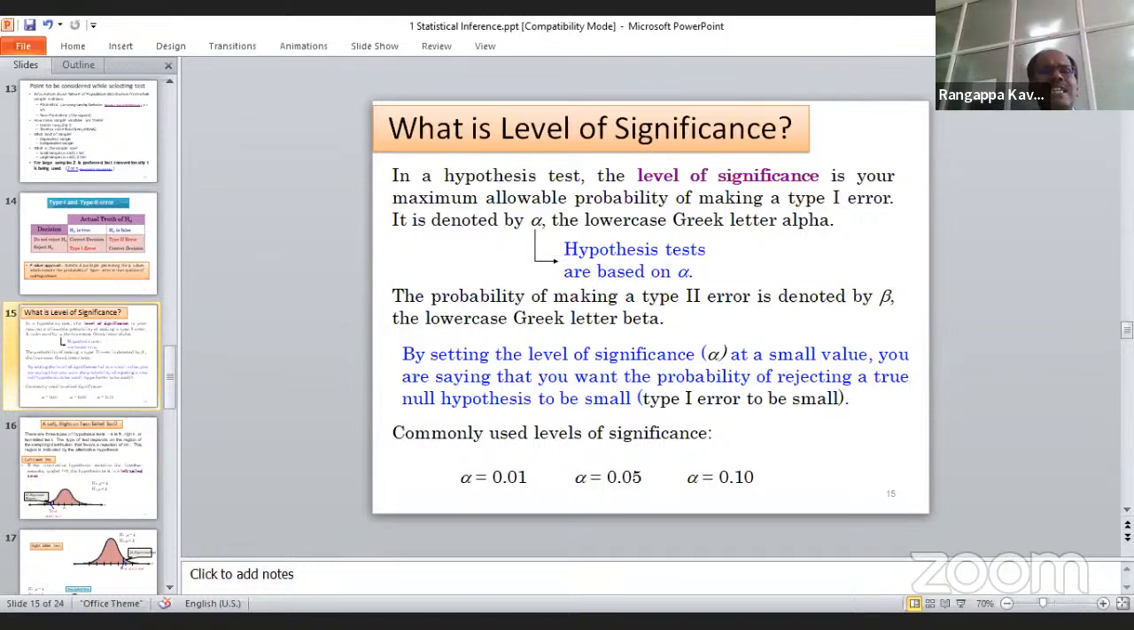And by setting the level of significance at a small value, you are saying that you want the probability of rejecting a true null hypothesis to be as small as possible. If you put 1% rather than 5%, it means you want to reduce the probability of committing type 1 error to the minimum possible level. That is what the level of significance means.